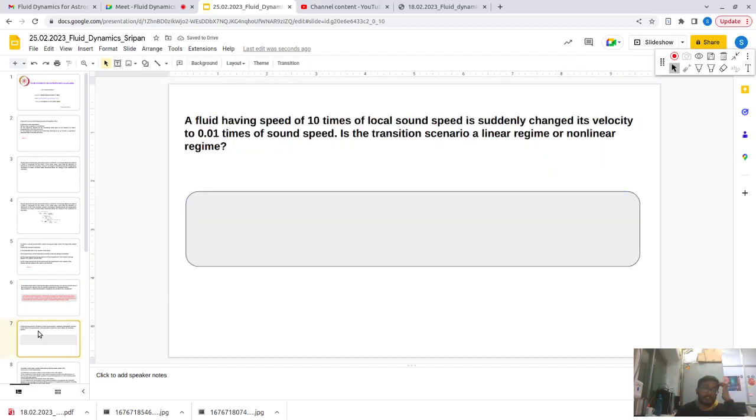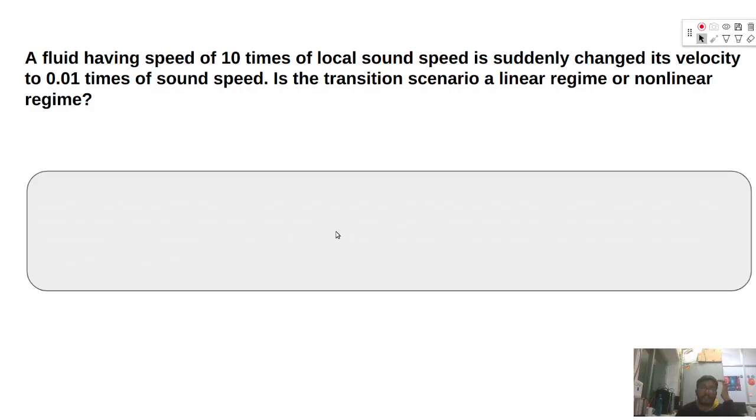Now the next question here is: you have a fluid with a speed of 10 times the local sound speed. This speed is quite high compared to the local sound speed, and it suddenly changes its velocity to 0.01 times the sound speed. Now, is this transition scenario a linear regime or a non-linear regime?